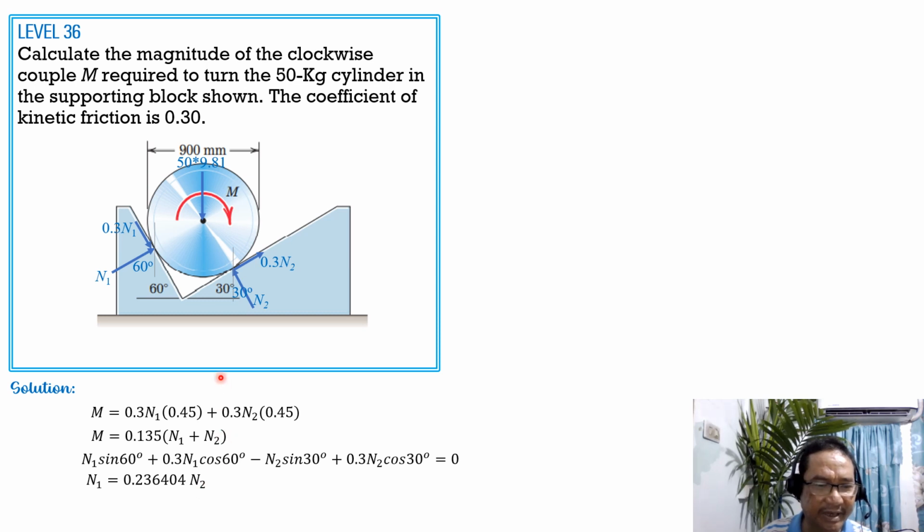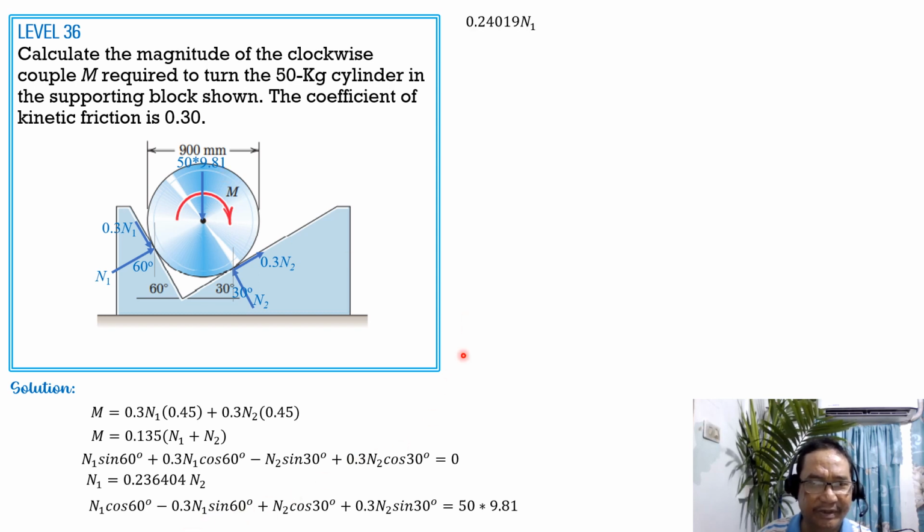Then summation forces Y equals 0. N1 cosine of 60 degrees minus 0.3 of N1 sine of 60 degrees plus N2 cosine of 30 degrees plus 0.3 of N2 sine of 30 degrees. The vertical component of 0.3 N2 is 0.3 N2 sine of 30 degrees, then equals 50 times 9.81. Combining like terms, 0.24019 of N1 plus 1.01603 of N2 equals 490.5.